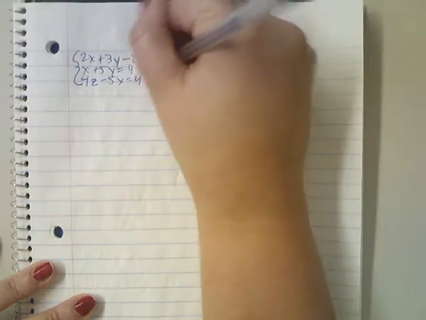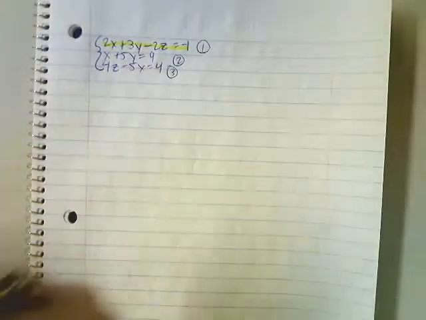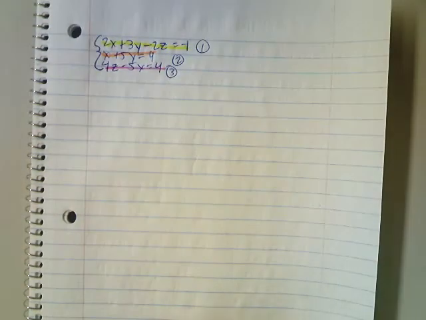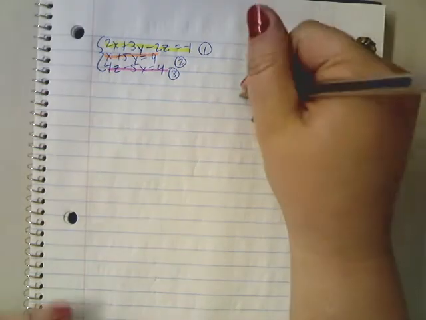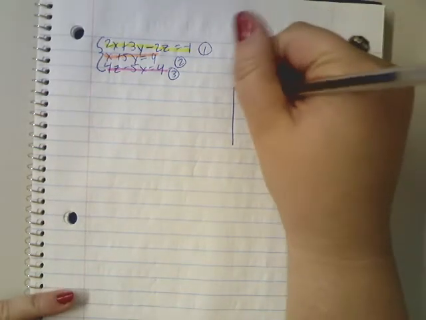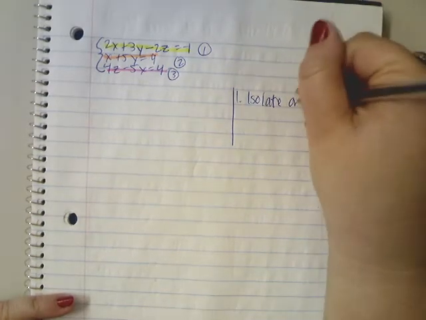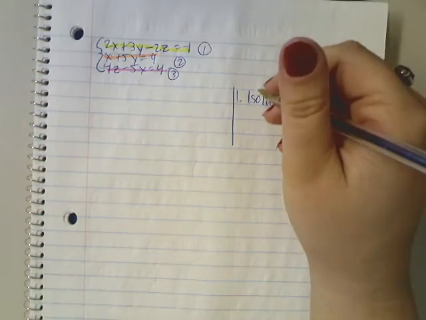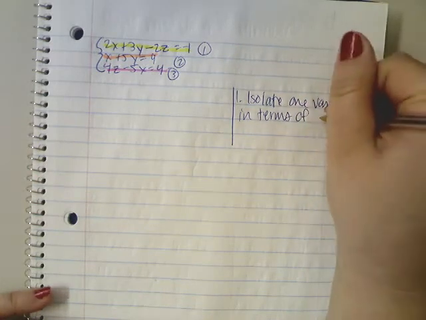So 1, 2, 3. And we'll label them 1, 2, 3. Okay, so first thing we're going to do, step 1, I want us to isolate one variable. So just like we do with normal substitution, we're isolating one variable in terms of the other, or in terms of another.